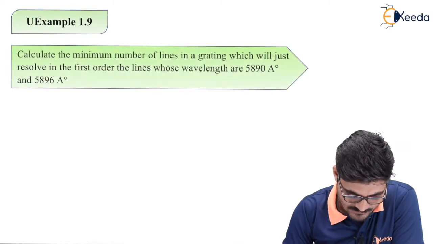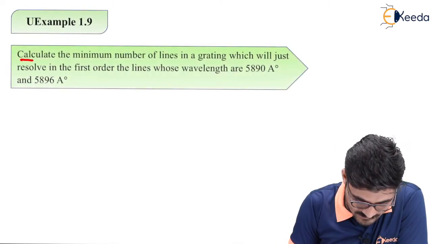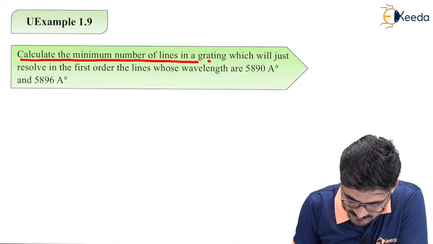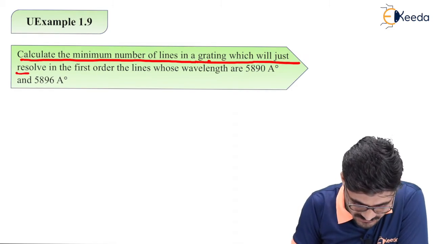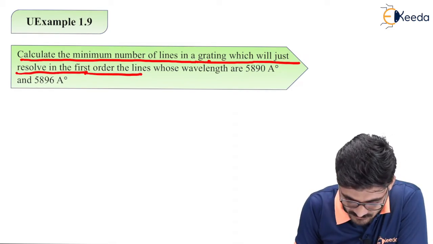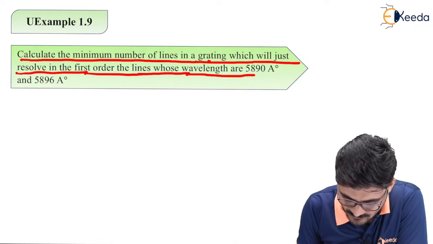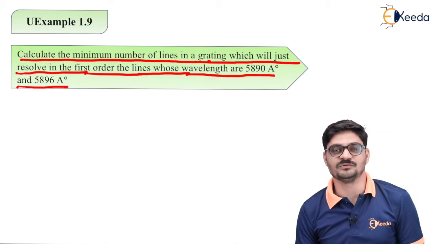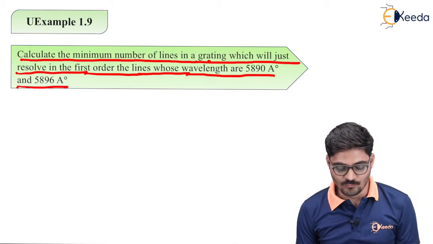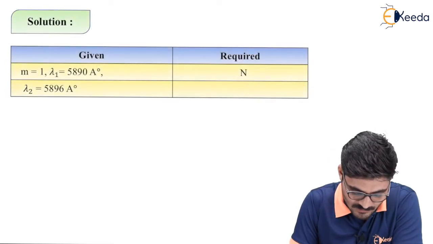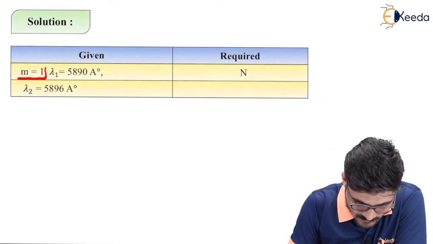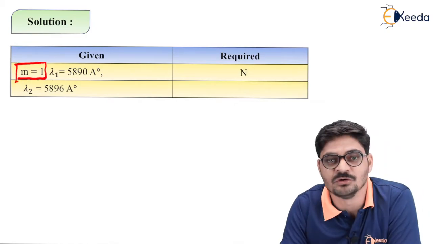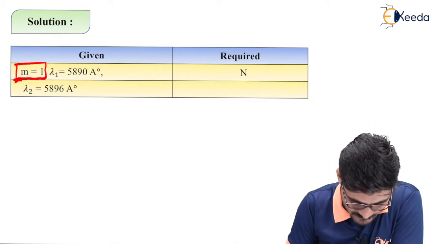Then we'll move towards the next numerical, and the next numerical is: calculate the minimum number of lines in a grating which will just resolve in the first order the lines whose wavelengths are 5890 Armstrong and 5896 Armstrong. So for this, what is the given data? The order given for resolution is first order.